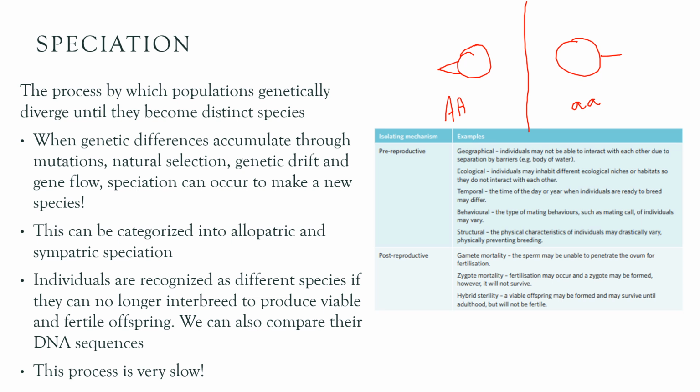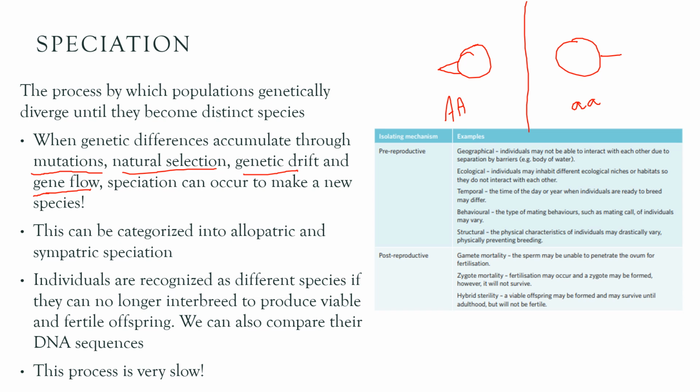So when genetic differences accumulate through mutations, natural selection, genetic drift, and gene flow, that's when speciation can occur. So remember, mutations are what has to happen in the allele for diversity to occur. Natural selection is when fitter individuals are selected for in the face of selection pressures. And then we have our genetic drift and our gene flow. So remember, genetic drift is a change in allele frequencies due to a random event. And then our gene flow is a change in alleles due to things like migration and interbreeding.